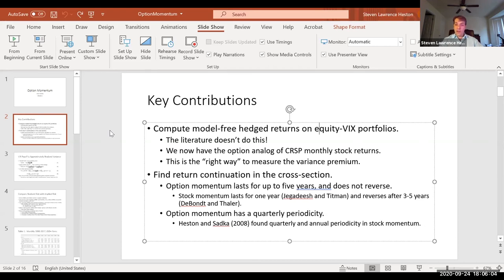Steve, I got a question. Not disputing that the literature doesn't do something, but the literature does definitely calculate variance risk premia. One interpretation of variance risk premia is that you're calculating the average excess profit from an actual trading strategy. So I'm trying to distinguish what you did from what you're saying they didn't.